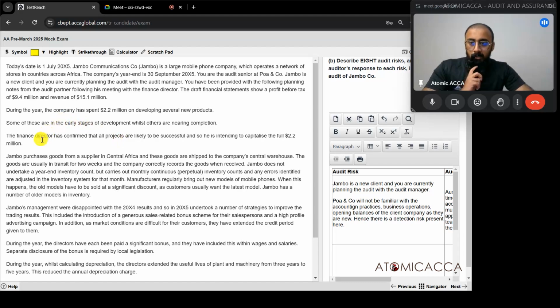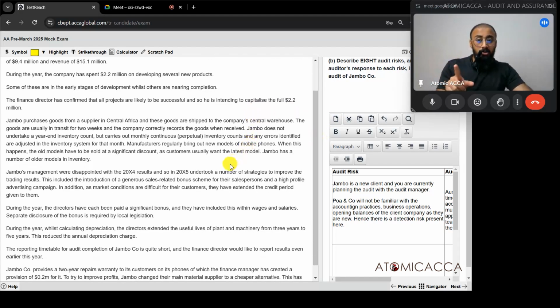Then during the year, company has spent 2.2 million on developing several new products. Some of these are in the early stages of development while others are nearing completion. Finance director has confirmed that all projects are likely to be successful, and so he is intending to capitalize the full 2.2 million. Now this is our next indicator. Wherever you see a dollar sign, there will be a risk over there. So we saw a dollar sign about 2.2 million. What is this related to?